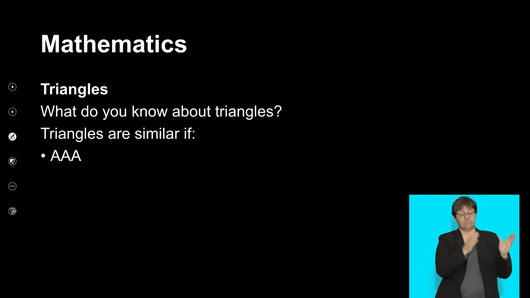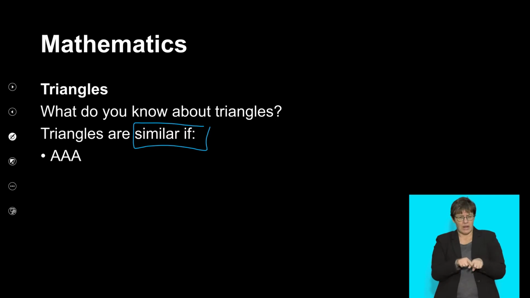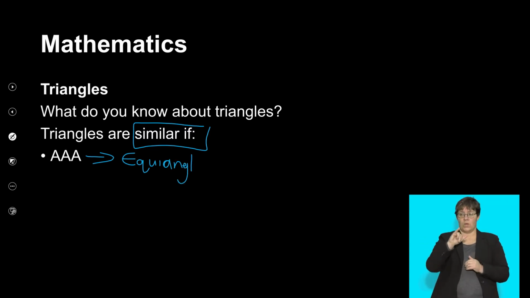Also, what else do we know about triangles? We know that we can claim triangles to be similar if we have AAA, right? Not like an insurance company. No, this simply means these are equiangular triangles, right? That's what the triple A means, equiangular.